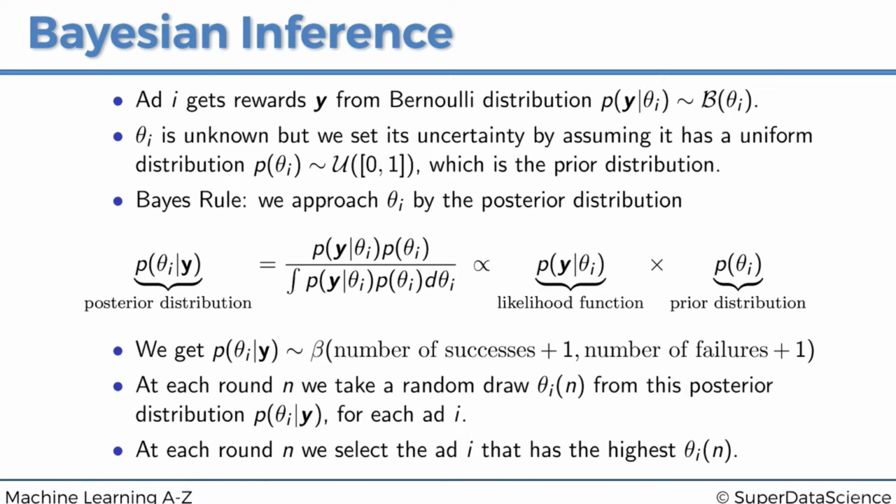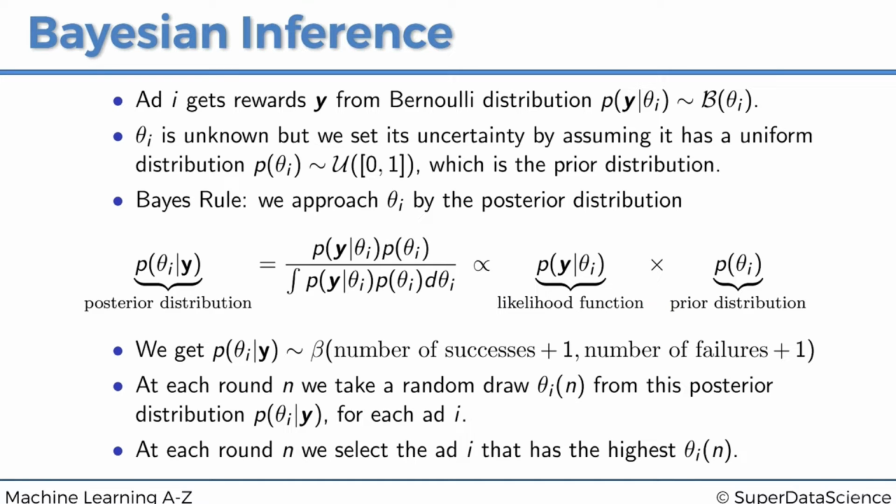like 1 million users, and theta i could be interpreted as the number of times the ad got reward 1, that is the number of successes, divided by this total number of times we selected the ad, that is 1 million. So basically theta i is the probability of success, that is the probability of getting reward 1 when we select the ad. And so the assumption is that each ad i gets rewards 0 and 1 from this Bernoulli distribution of parameter theta i, which is the probability of success.